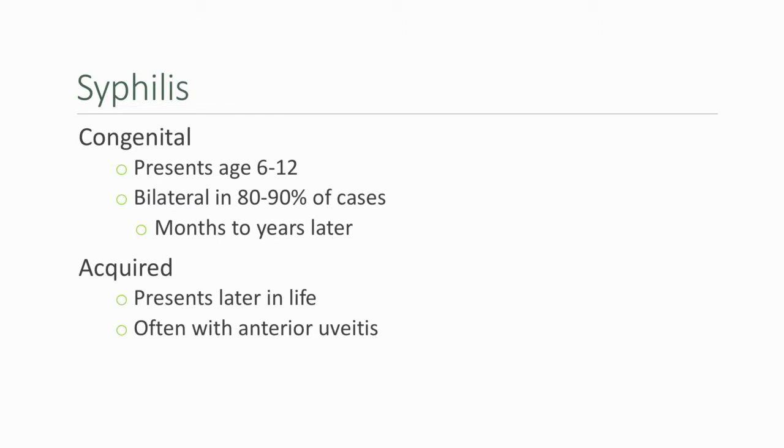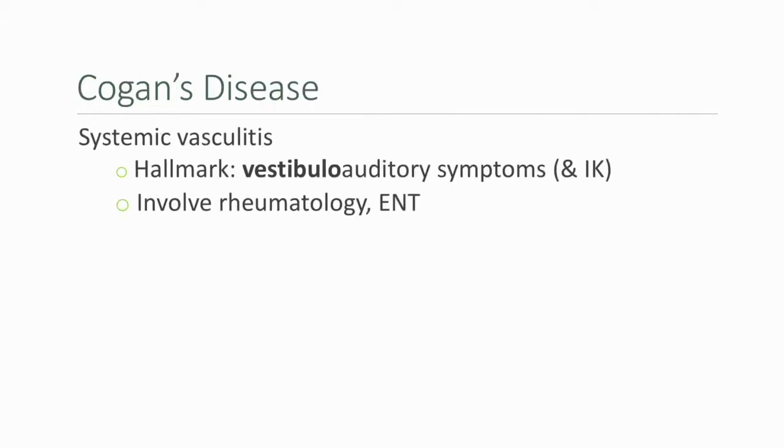Congenital syphilis, often bilateral, although not necessarily presenting at the same time. So the second eye can be affected months or even years later. Congenital syphilis usually shows up at first in younger folks, but of course, these diseases don't always follow the rules. Acquired syphilis in general does present later in life, and it usually does present in conjunction with an anterior uveitis as well, if you have the interstitial keratitis.